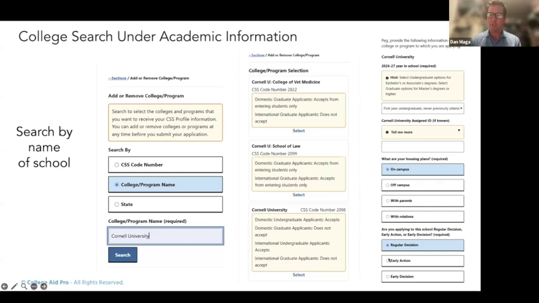We get a lot of questions on this. Oh, well, they're not applying regular decision, they're applying early action. Don't worry about any of that. They're only putting that in there so that at the end of the form, it's going to tell you the deadline for the college based on how that student applied.